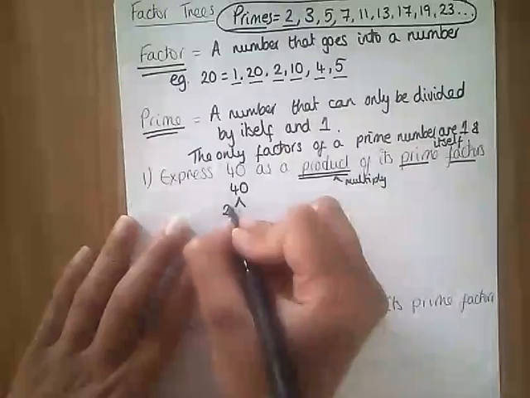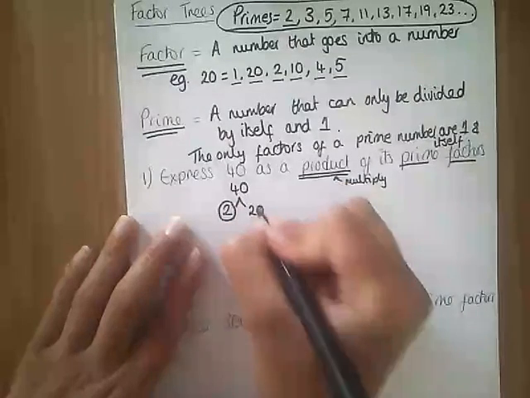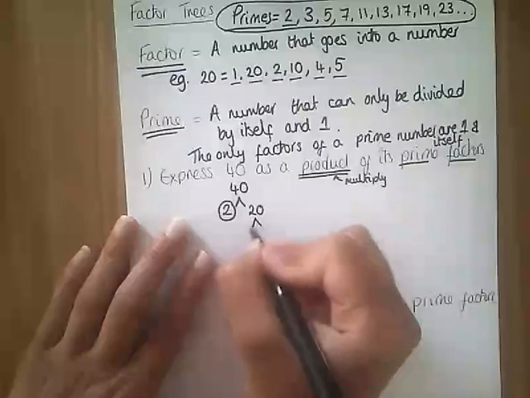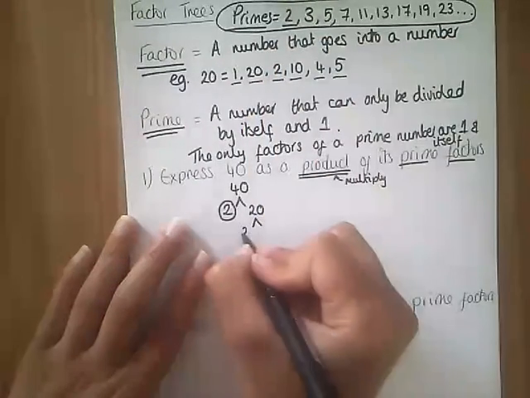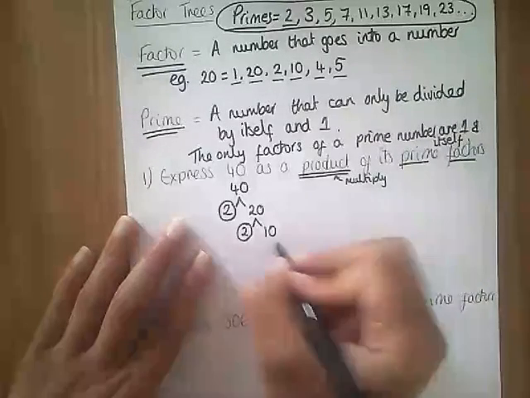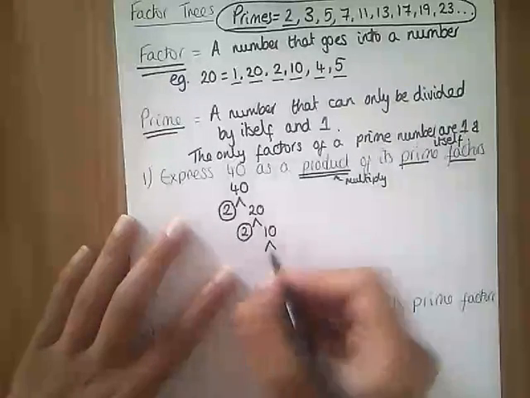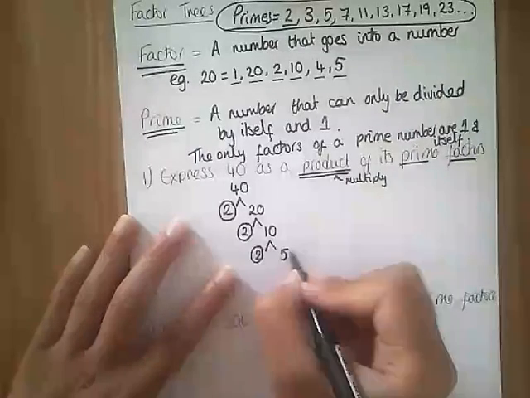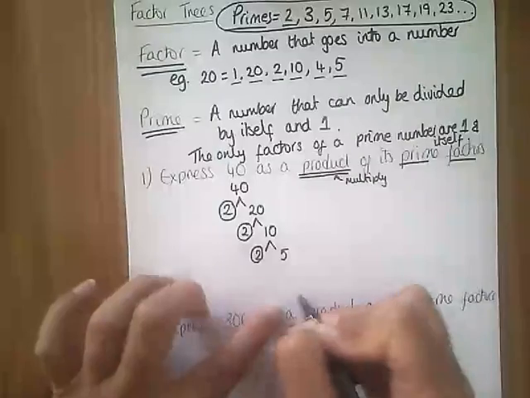That is prime, so we're going to circle it. How many times does 2 go into 40? It goes 20 times. 20 obviously is not prime, so we need to do a tree off of there. 2 goes into 20 ten times. 10 is not prime, so we do a tree off of there. 2 goes into 10 five times. Now 5 is prime, so we could come off and do 1 and 5, 1 and 5, we'd be going on forever.